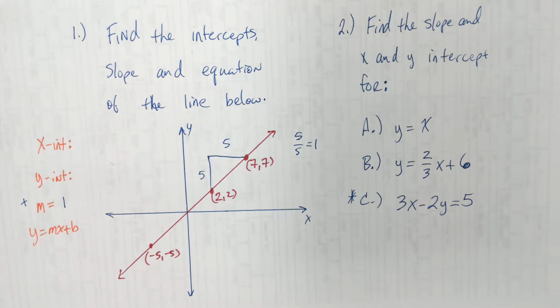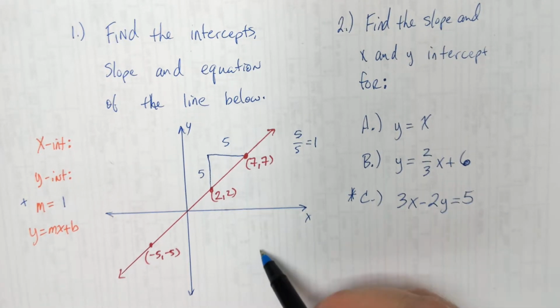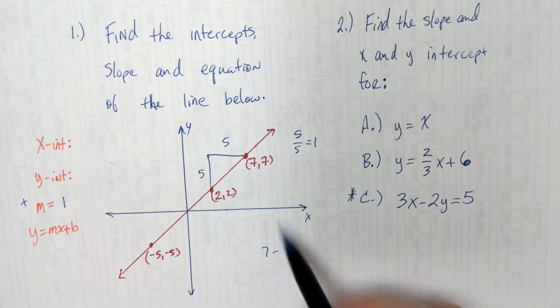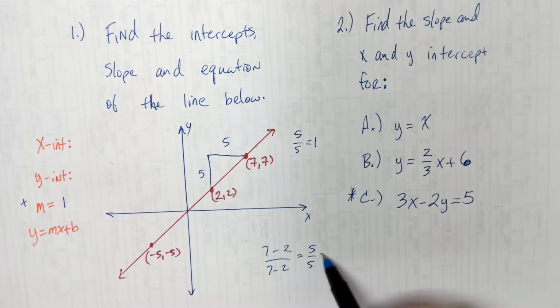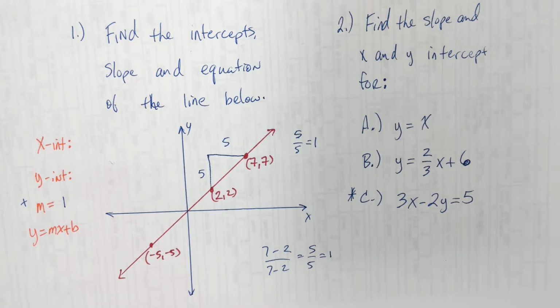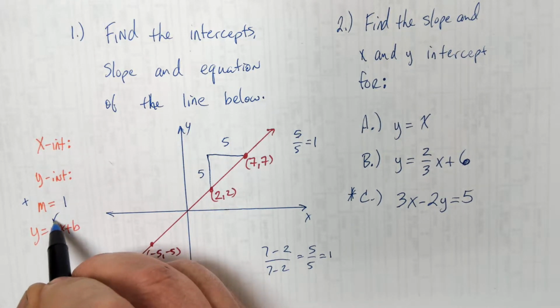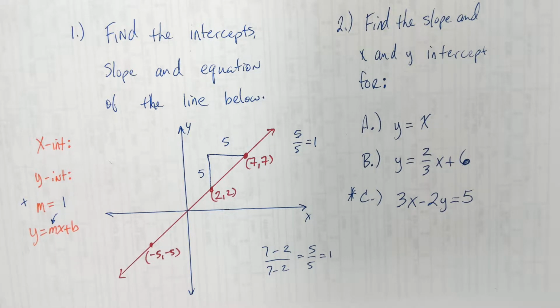Now I'm going to use the formula again just to make sure, right? I'm going to do these same 2 points. 7 minus 2 divided by 7 minus 2. That's 5 over 5. And that's still 1. So either way you do it, that's still 1. So I already know that that's going to be 1 right there in my last part of my answer.